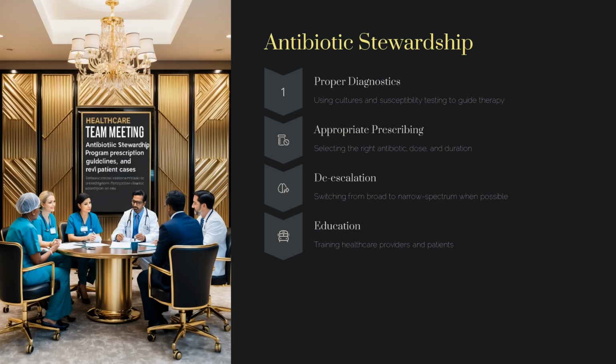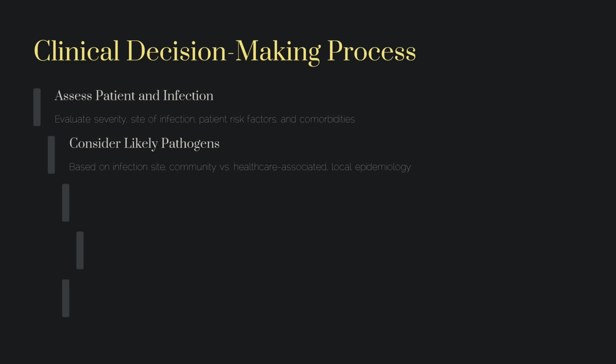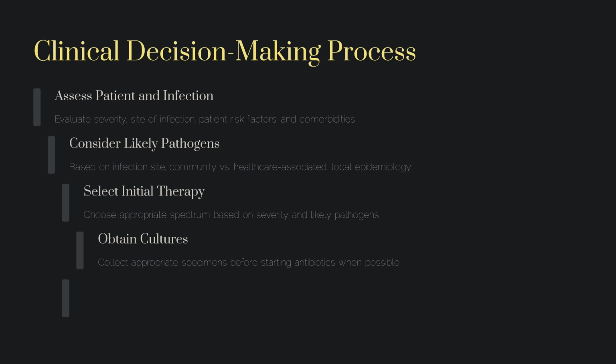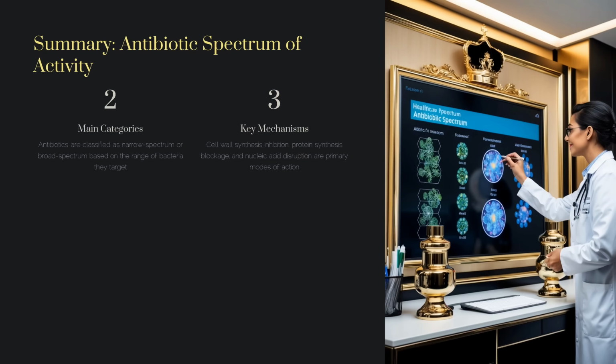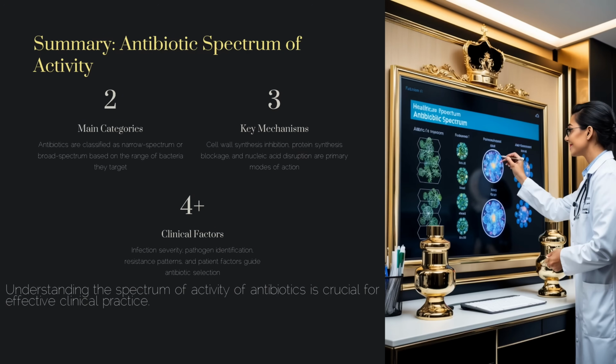To summarize today's lecture, we discussed the narrow spectrum antibiotics that target a limited group of bacteria such as gram-positive or gram-negative organisms. They are precise, reducing disruption to normal microbiota, and examples include penicillin G, vancomycin, etc. While the broad spectrum antibiotics act against a variety of bacterial types, including both gram-positive and gram-negative as well as atypical organisms. They are useful for treating unknown infections but can disrupt beneficial bacteria. Examples include tetracycline and fluoroquinolones.